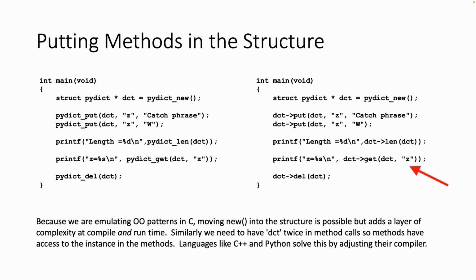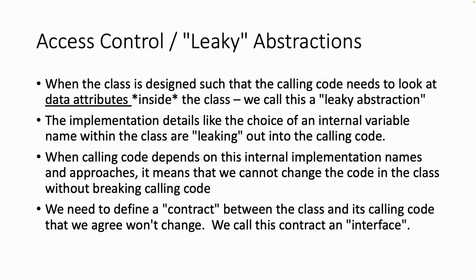But now you'll notice that every single method that is associated with a PyDict is in the PyDict structure. So let's talk about how we're going to do that and why. And so this all kind of falls under leaky abstractions, meaning that when we're in the main calling code and we sneak in and peek at the data attributes inside the class, we call this leaking. And later we'll talk about iterators and why iterators seem inconvenient and clunky, but their whole job really is to hide implementation details to make a cleaner abstraction. When the calling code depends on the internal implementation names and approaches, that's what it is to be leaky.